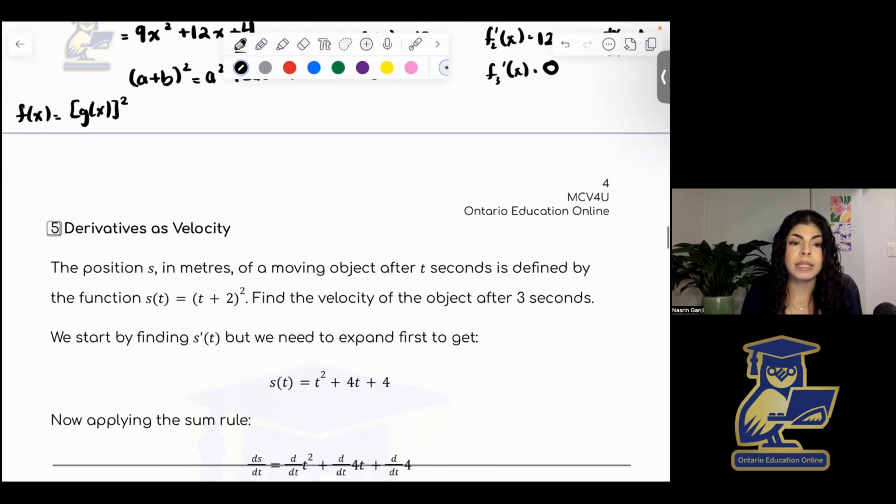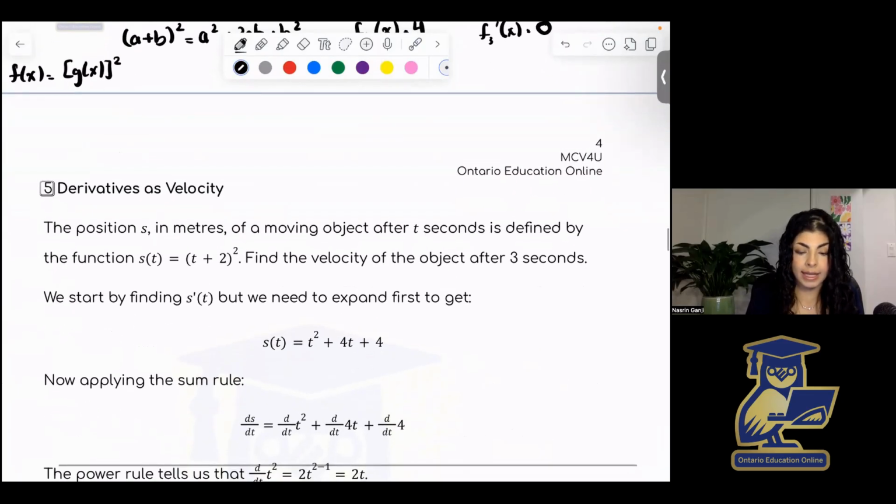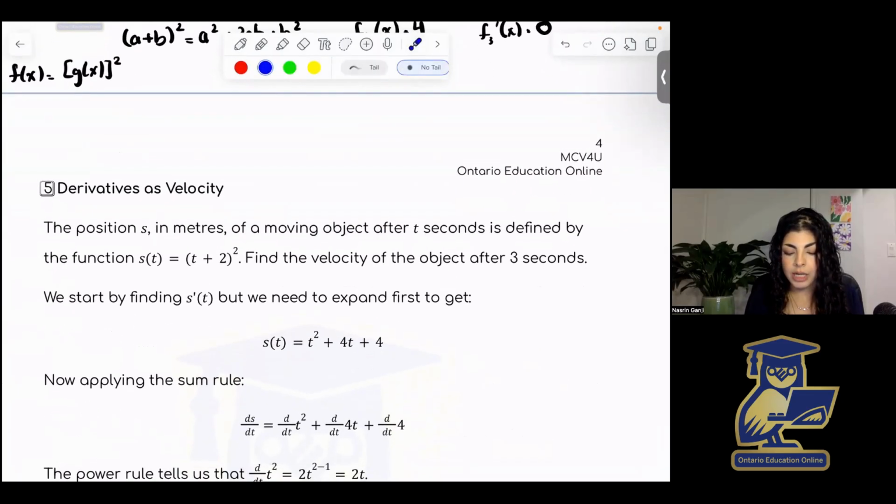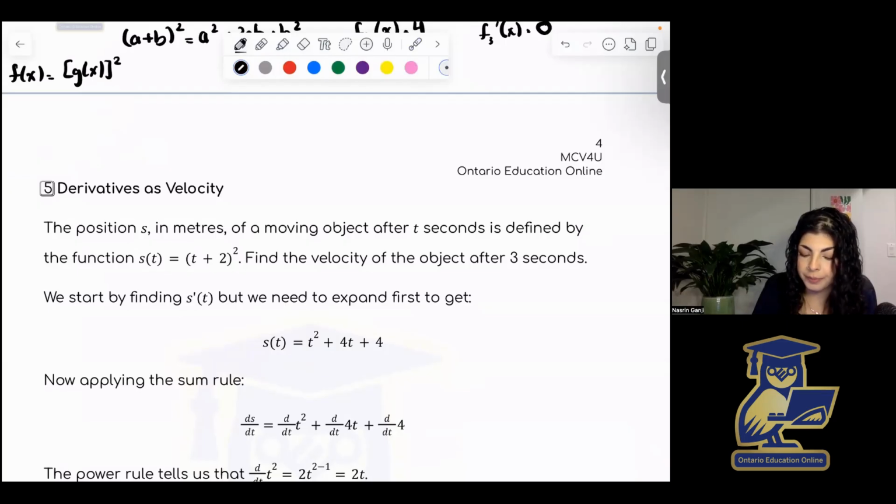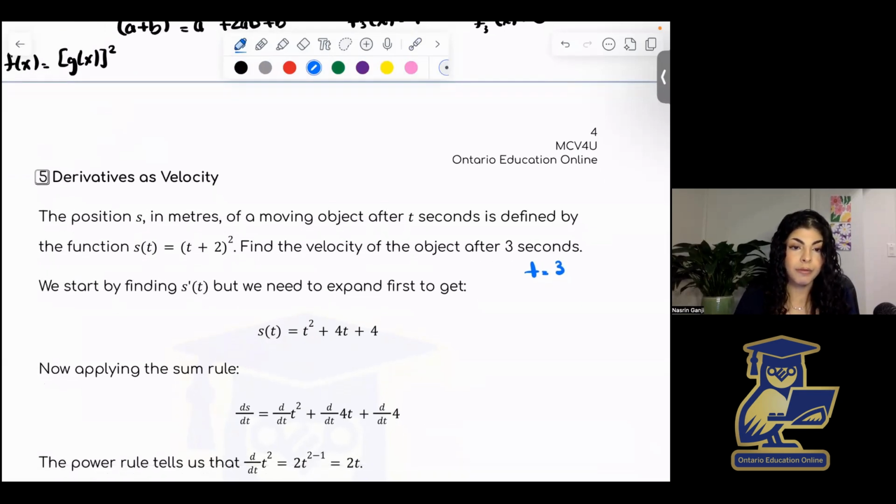So derivatives can be seen as velocity, or again, the instantaneous rate of change. The position s in meters of a moving object after t seconds is defined by the function s of t equals (t + 2) squared, and you're asked to find the velocity of the object after 3 seconds. So we want to find the derivative at a specific point, and the point being t is 3. So we first want to find that derivative function.